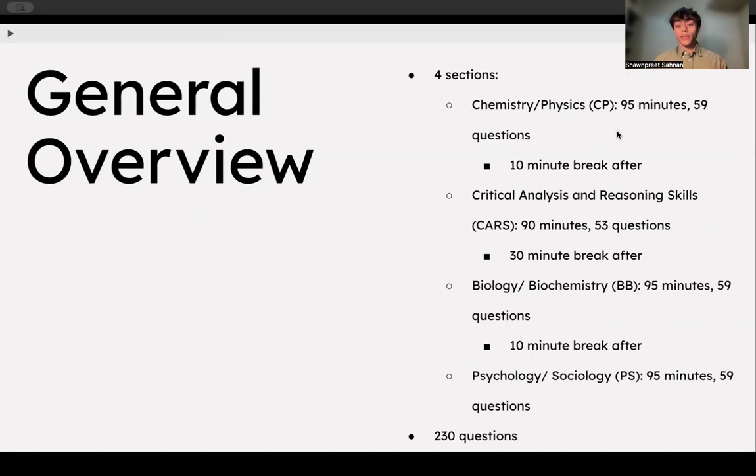For a general overview on the test, there are four sections: Chem Phys, Critical Analysis and Reasoning, otherwise known as CARS, Bio and Biochem, BB, and Psych Soc, PS. Now, the three sections that aren't CARS are all 95 minutes and 59 questions, whereas CARS is 90 minutes and 53 questions, a little bit shorter. We'll get into that one and how it's unique in a little bit here. There's 230 questions in total, and frankly, not that much time. So the name of the game here is really going to be trying to get through this quickly and making sure you know what each question is asking of you and what you need to know for each question.